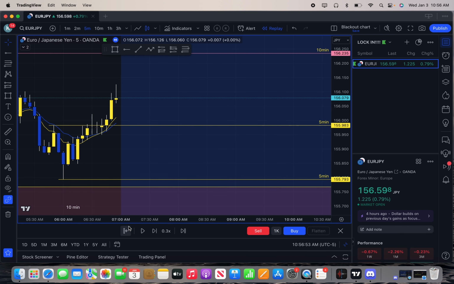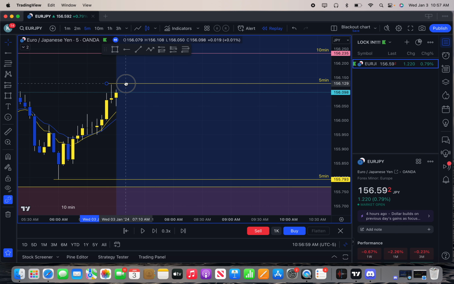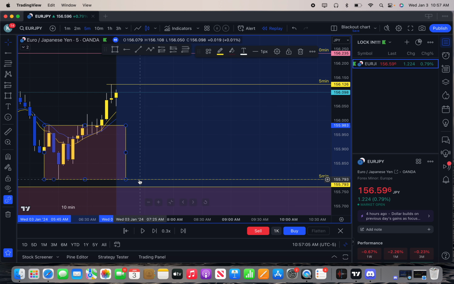So now we just want to see where this high ends. Where does it solidify? Boom. So this high ends right about here, and we've got a high probability zone right here.